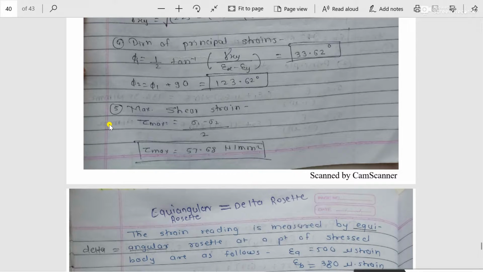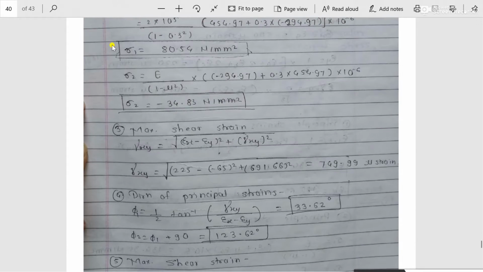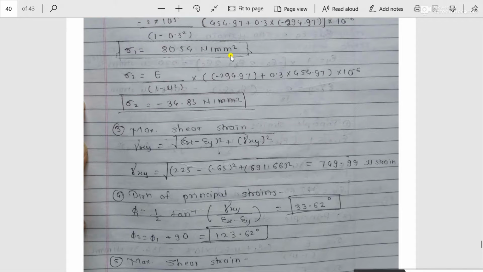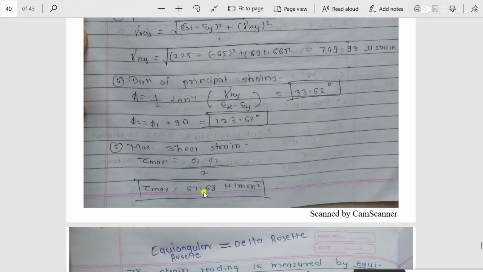And the last parameter, that is the maximum shear stress. So formula for the maximum shear stress calculation is tau max is equal to sigma 1 minus sigma 2 divided by 2. So make the subtraction of sigma 1 and sigma 2 by putting those values in this formula and divide by 2. You will get the value, that is tau max is equal to 57.68 Newton per mm square. As sigma 1 and sigma 2 are available in Newton per mm square, therefore the tau max also you will get in the form of Newton per mm square.